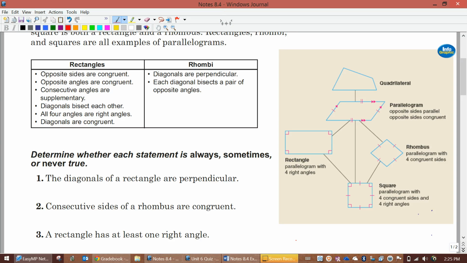Okay, so some of the definitions that we're going to talk about today. A rectangle is specifically defined as a quadrilateral with 4 right angles. A rhombus is specifically defined to be a parallelogram with 4 congruent sides, or a quadrilateral with 4 congruent sides. Whereas a square is defined to be a parallelogram with 4 congruent sides and 4 right angles.